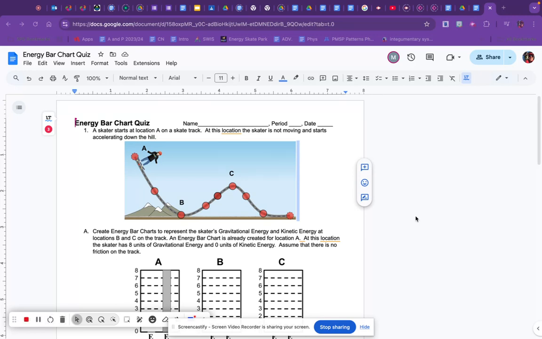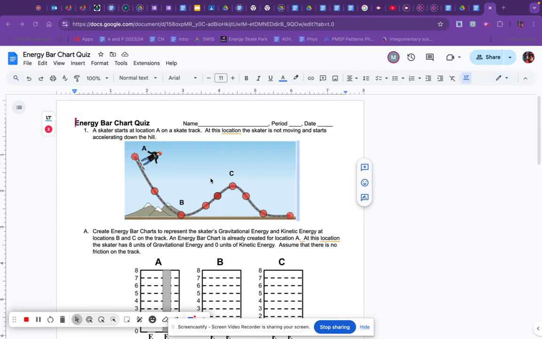Today you are going to be taking a quiz. On this quiz, you are going to use your packet. So get out your packet and turn to the page where you have your skateboarder going up and down the ramp. That would be page 3.